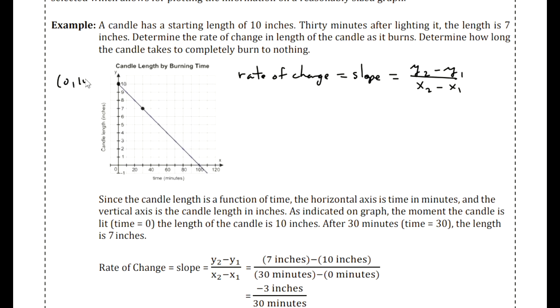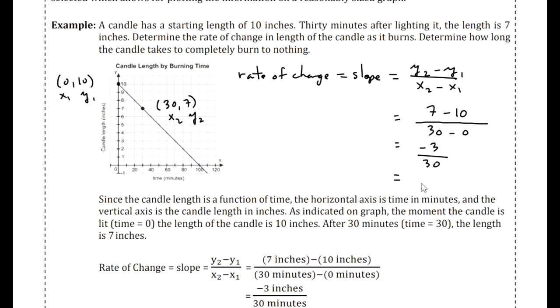We have (0, 10) and we have (30, 7). We can call this x1, y1, and we can call this one x2, y2. We put the numbers into the slope formula. And we get the slope, and then we can interpret it as a rate of change in inches per minute.